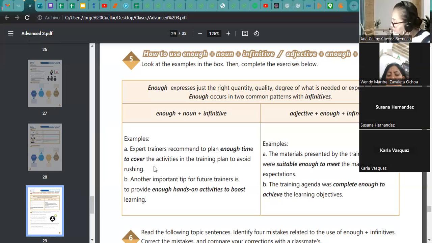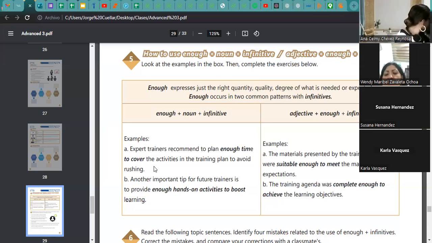And then adjective plus enough plus infinitive. Examples. The materials presented by the trainer were suitable enough to meet the manager's expectations. The training agenda was complete enough to achieve the learning objectives. Perfect, very good, thank you. So you can see that it's very easy, right?